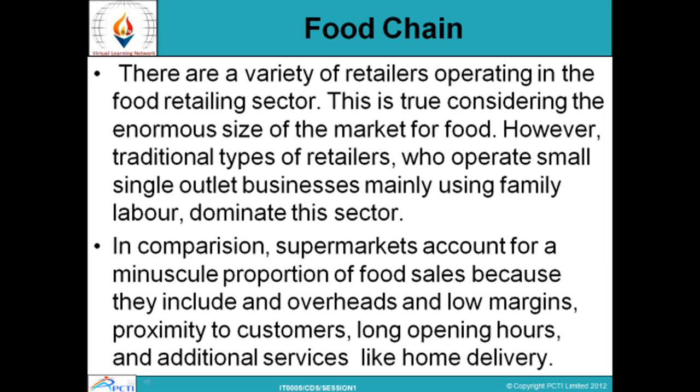overheads and low margins, proximity to customers, long opening hours, and additional services like home delivery. So supermarkets also account for a minuscule proportion of food sales because they are more open, they're closer to the customers, they have longer opening hours, and they offer additional services like home delivery, and they also include overheads and low margins.